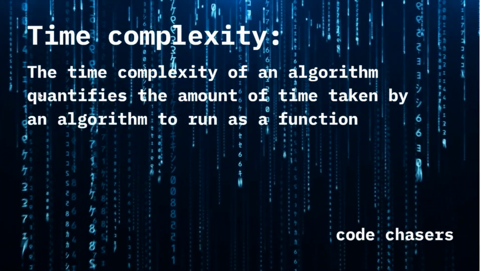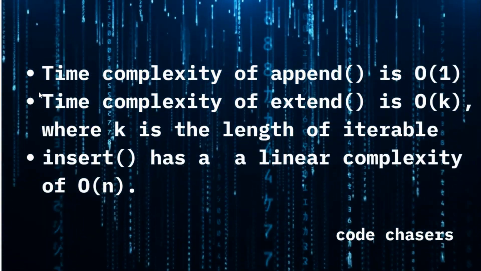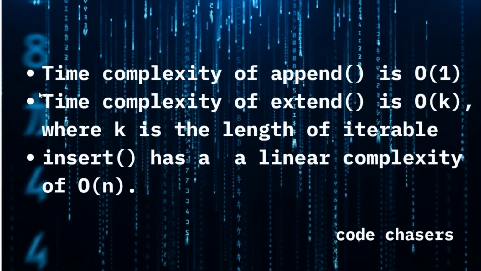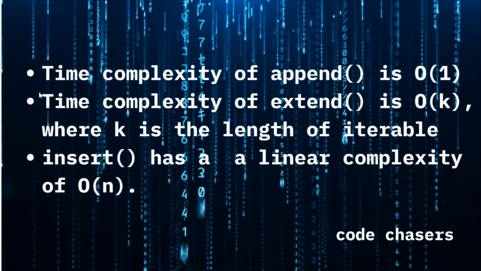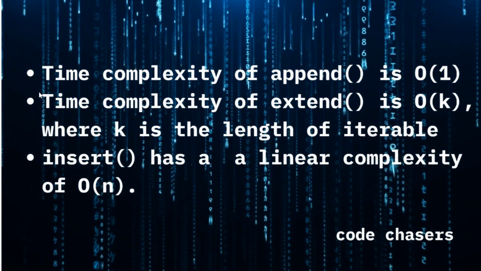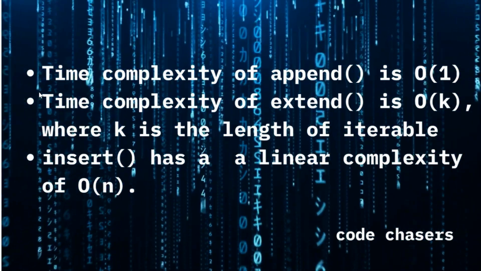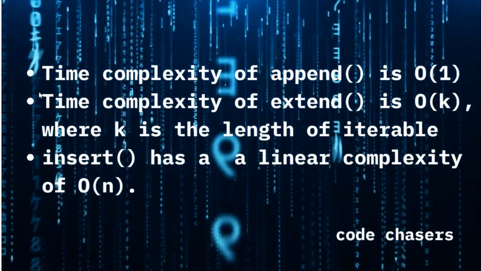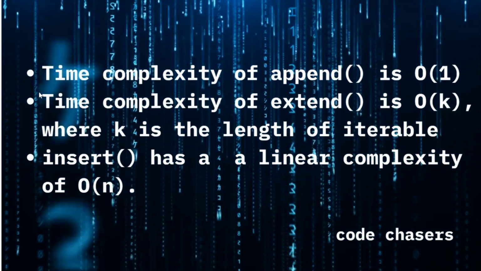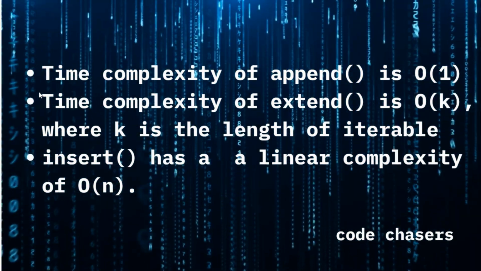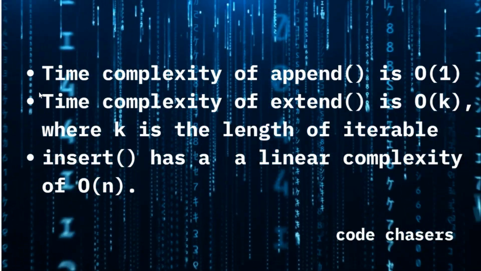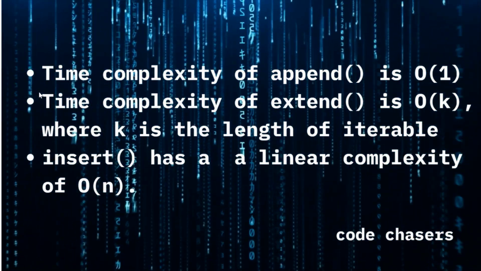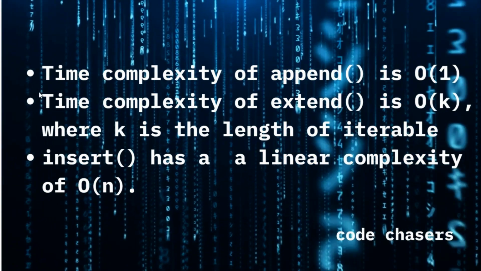Why I discuss time complexity here is, the time complexity for append is constant. But the time complexity of extend depends upon a parameter, that is the length of the iterable that we are passing. As we have discussed, extend demands one argument, that is an iterable. It might be a list, it might be a tuple. So the processing time to perform extend depends upon the length of the iterable that we are passing. And coming to the insert function, insert has a linear time complexity. It depends only on the length of the original list.